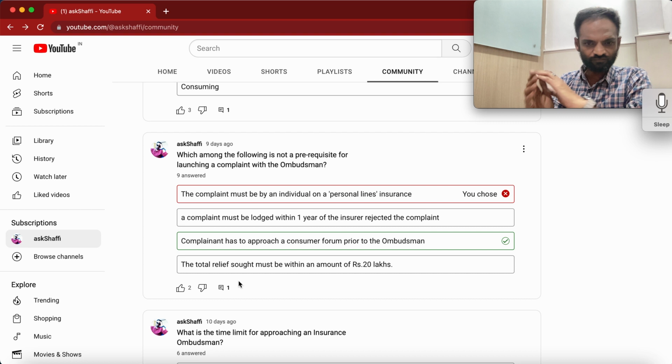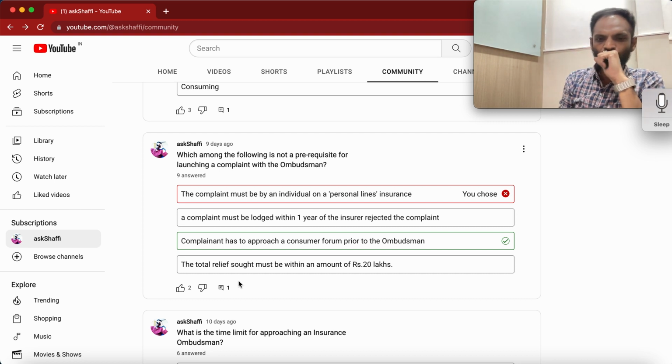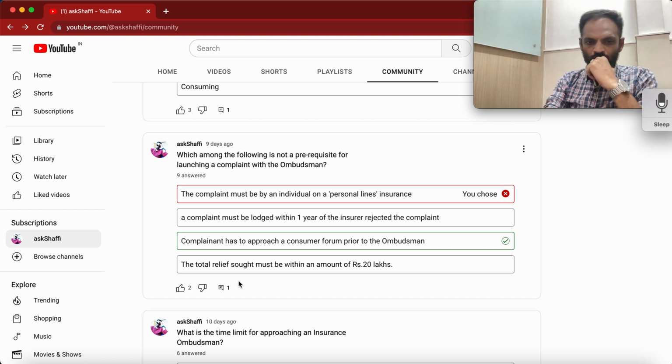Okay, next question. Which among the following is not a prerequisite for launching a complaint with the Ombudsman? So this is a negative question which talks about which is not. The complaint must be by the individual or the personal lines of insurance. A complaint must be lodged within 1 year of the insurer rejecting the complaint. Okay, third option. Oh God, this question is already marked. So the third option is the correct option.